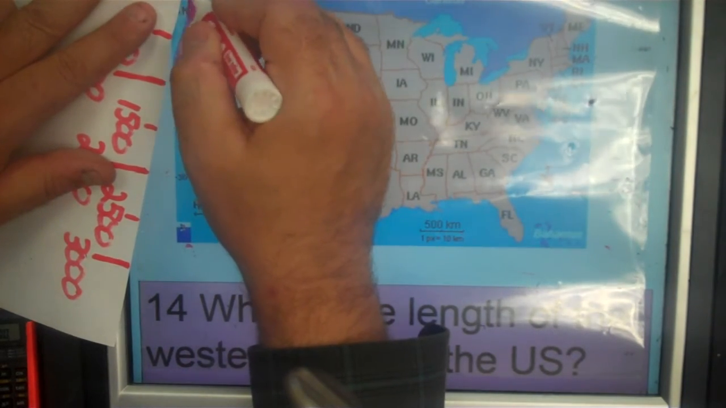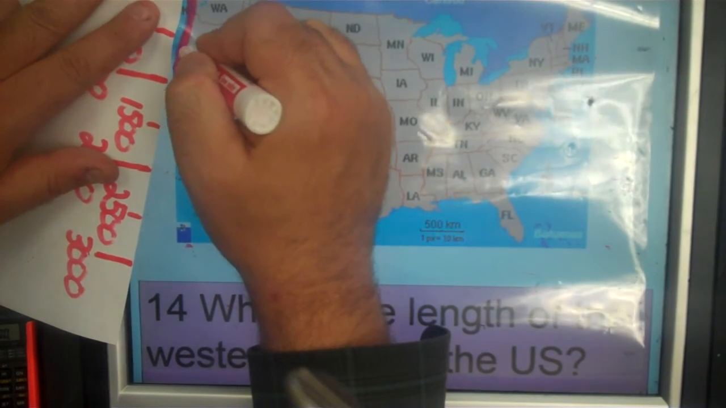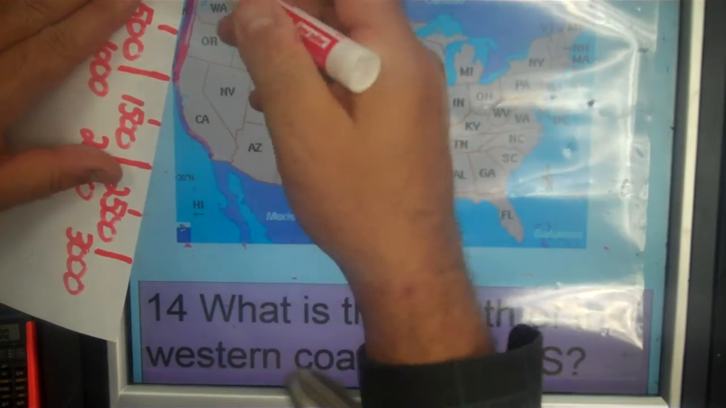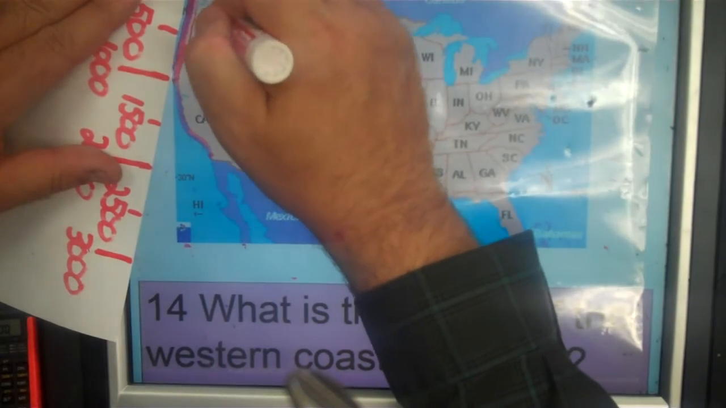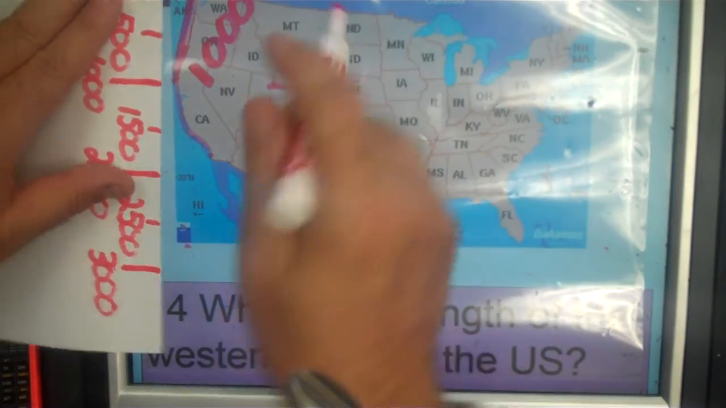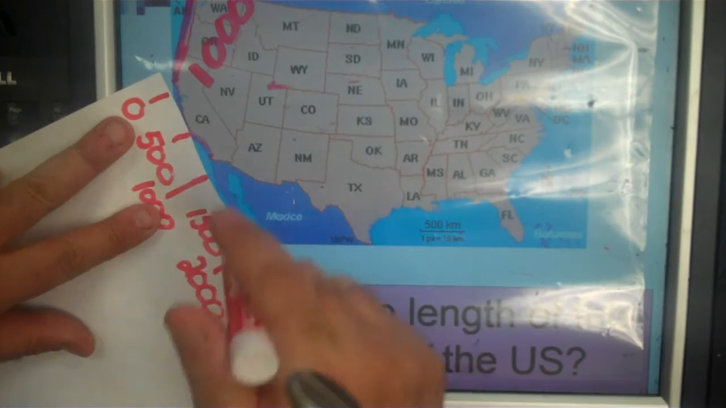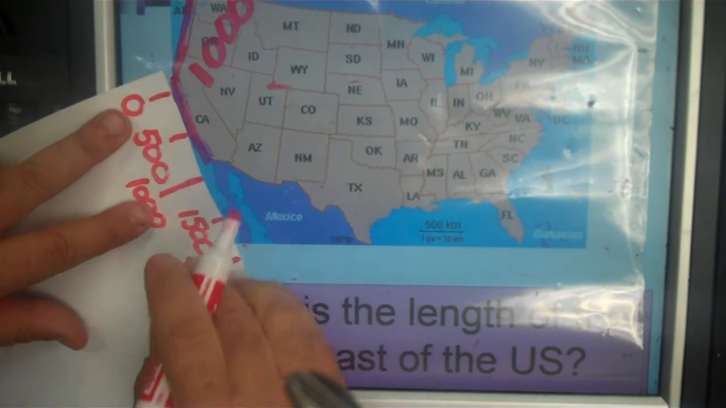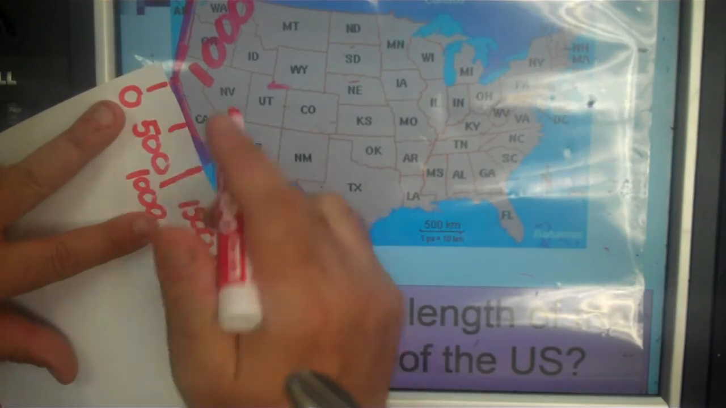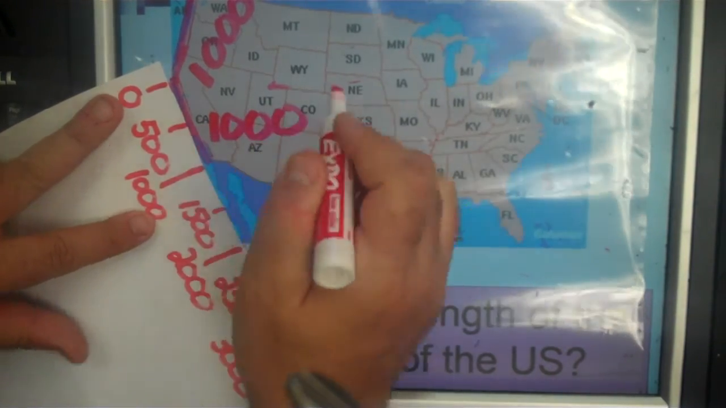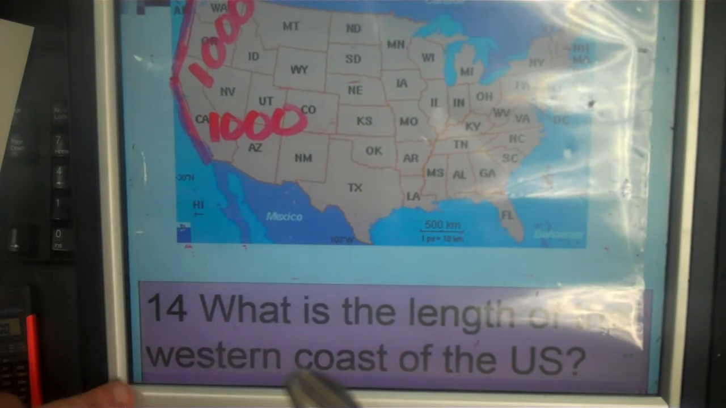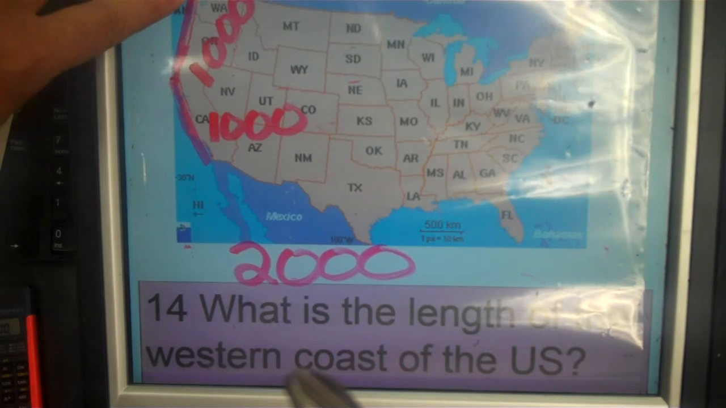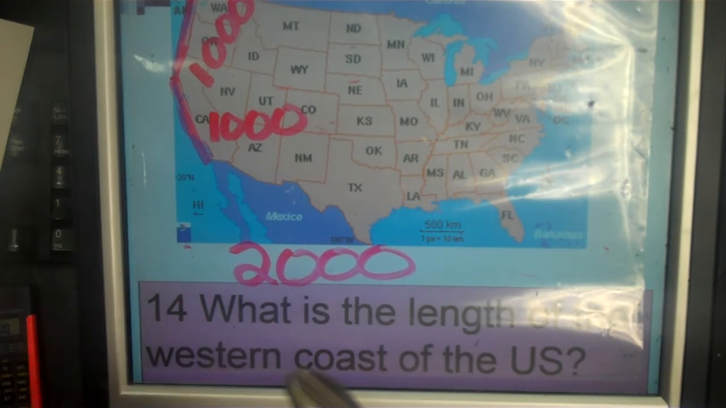We have here from Washington down to Oregon and a little bit of California is a pretty straight line of 1,000 miles. So I'm going to write that down for that section. And then I'm going to turn and I'm going to make this another section that's about straight. And that's another 1,000 miles. So altogether for question number 14 is 2,000 miles from this coastline right there.